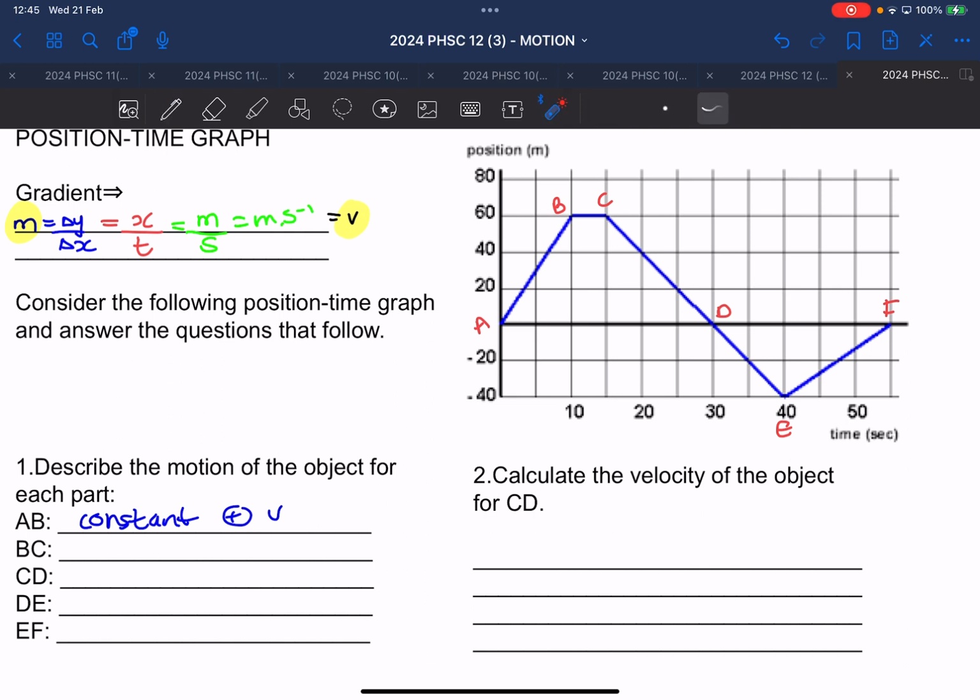Then BC, we saw that the acceleration is 0 and the velocity is 0, so it's stationary. Then from C to D, we see it's going with a constant negative velocity. Same thing for DE. Constant negative velocity. And then for EF, it's again constant positive velocity. This positive means forward. This negative means backwards.